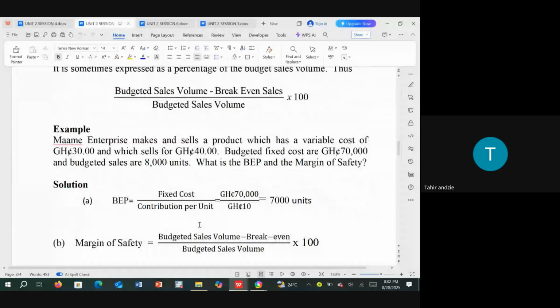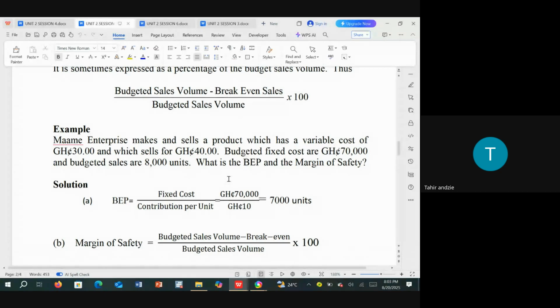The question here: Mami Enterprise makes and sells a product which has a variable cost of 30 cedis and which sells for 40 cedis. Budgeted fixed costs are 70 Ghana cedis and budgeted sales are 8,000 units. What is the break-even point and the margin of safety?